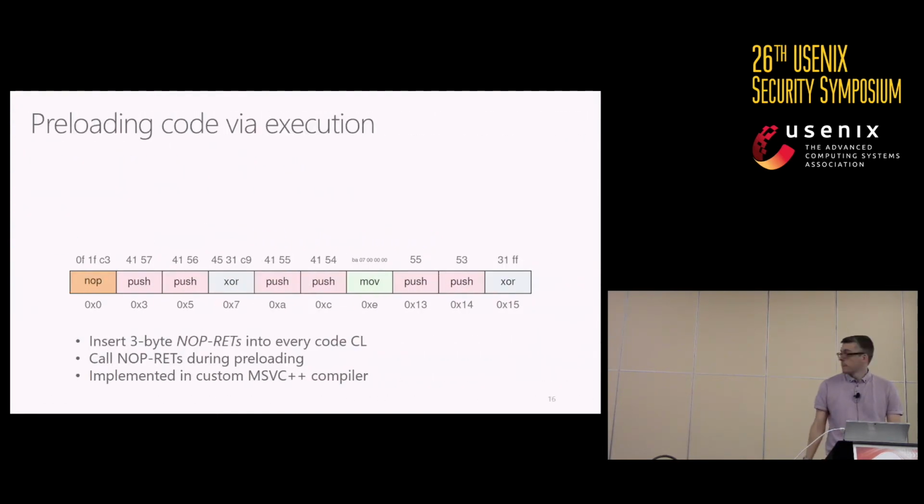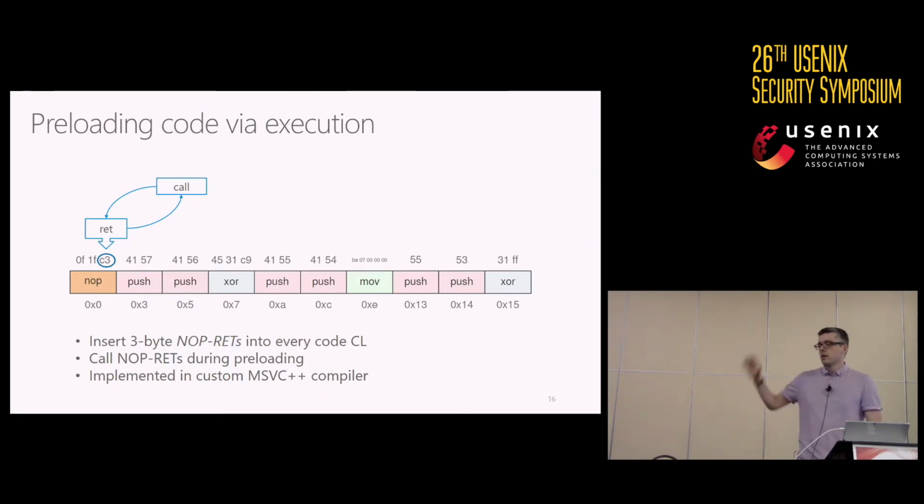All right, how do we preload code through execution? Simple trick. We extended the Microsoft C++ compiler to include certain 3-byte NOP instructions into every code cache line. It's highlighted in orange there. And these NOP instructions contain a return instruction, C3. So during the preloading phase, we sort of ROP style call these returns. And this way we pin every code cache line without actually executing it.